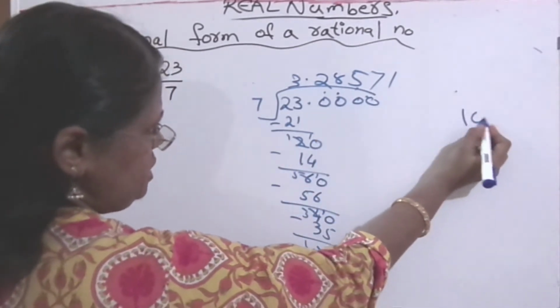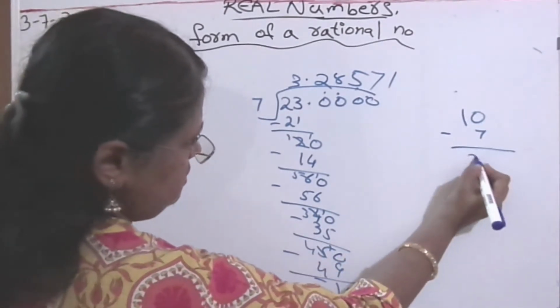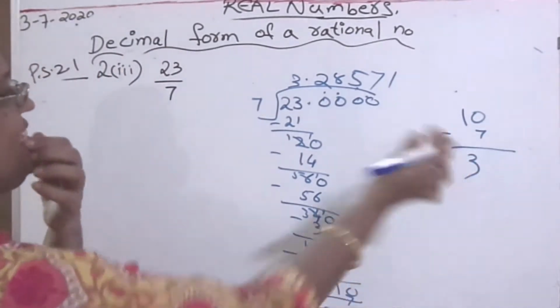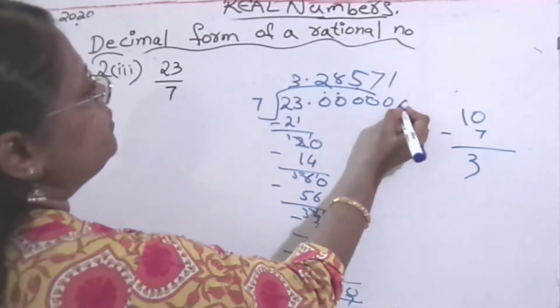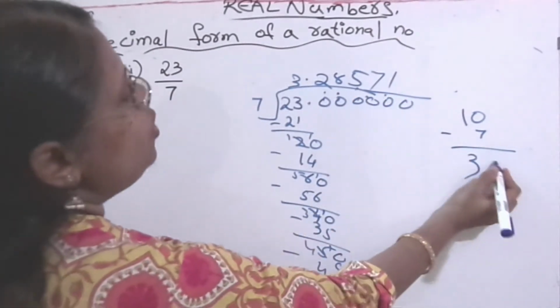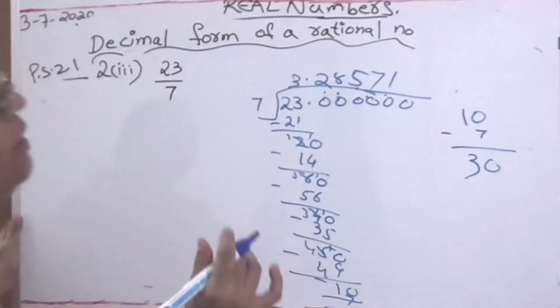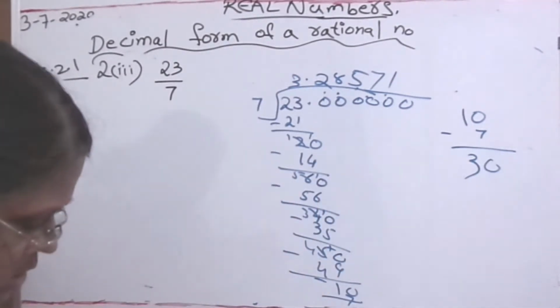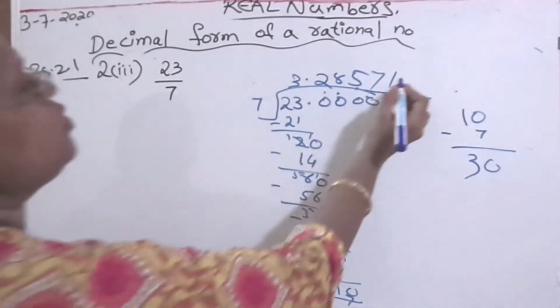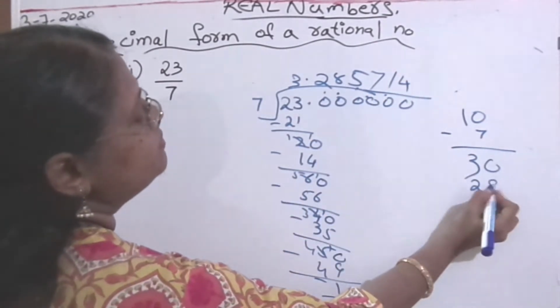I am continuing it here. 10 minus 7 is 3. Okay. Put on the next 0. You can put any number of zeros after 23. So since it's not getting over, I am putting one more 0. 7 goes in this how many times? 7 4s are 28.